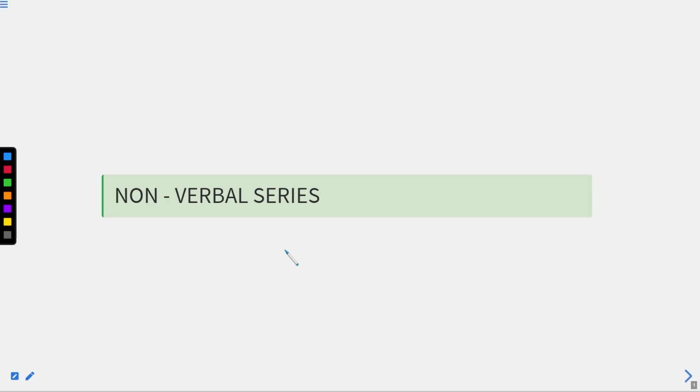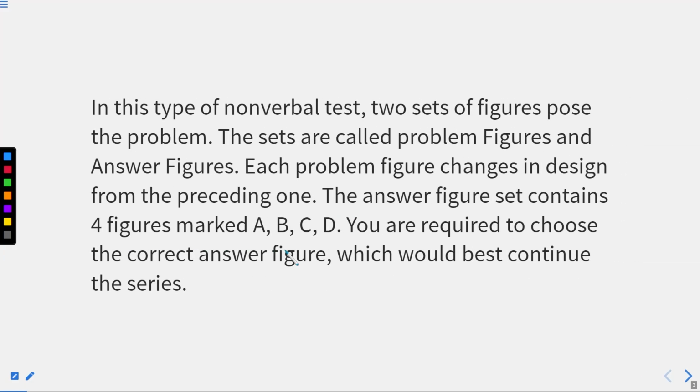So I'm directly starting with a few instructions for type 1. As I mentioned, we are going to deal with four types of questions in this chapter. So the instruction says that in this type of non-verbal test, two sets of figures pose a problem, right? The set are called problem figures, right? So the figures that are given in the question are called problem figures. Wherever I'm using the term problem figure in this chapter, it means the problem that is given in the figure itself, right? And the answer figure is the option or the diagrams which are given in the options, right?